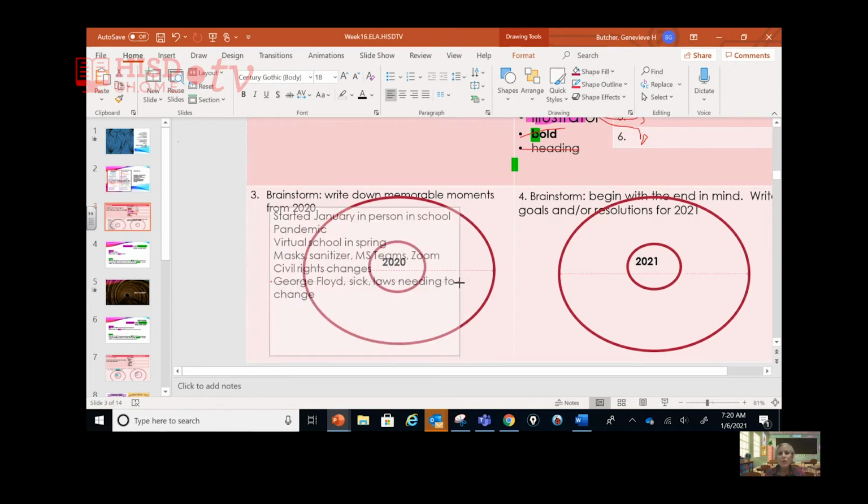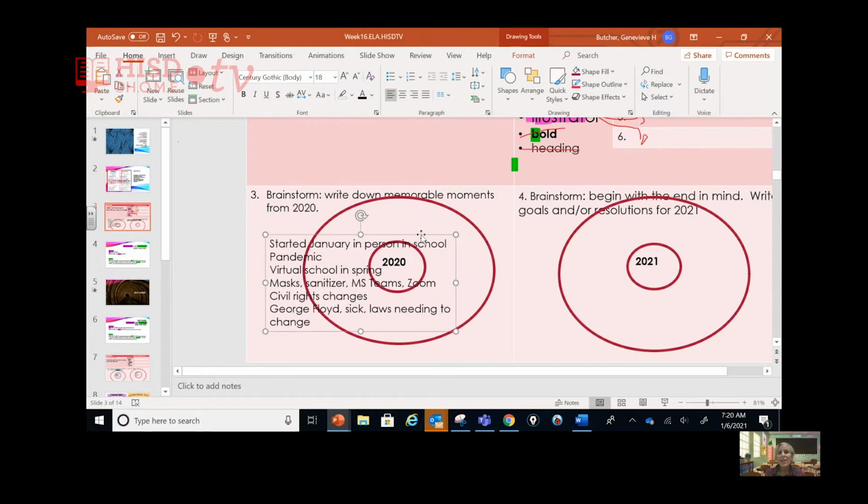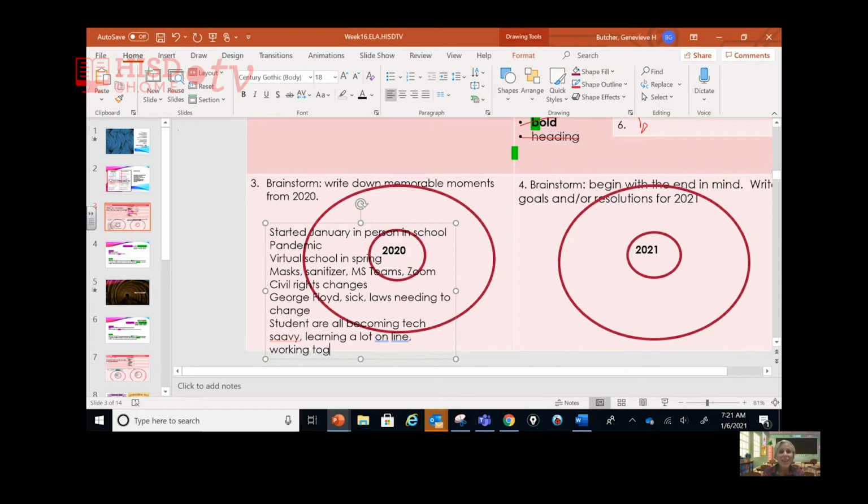Now, let's go over to 2021. And I want you to think about what can you, beginning with the end in mind, write our goals or resolutions for 2021. By the way, I want to go back to 2020. I saw students became tech savvy, right? Students are all becoming tech savvy. They're learning a lot online. I'm going to put some more positive. Families and communities are amazing, right? Families and communities work together, parents and teachers working together, a lot of working together with education. In the interest of time, I have to keep going.